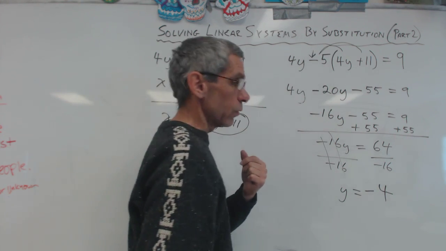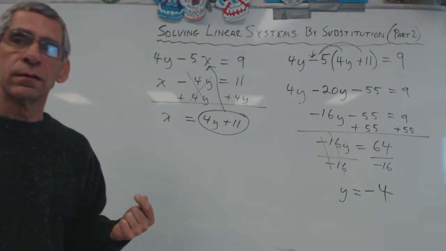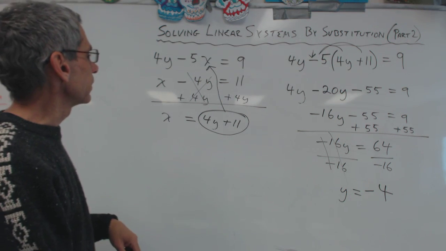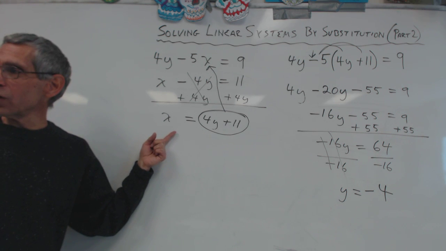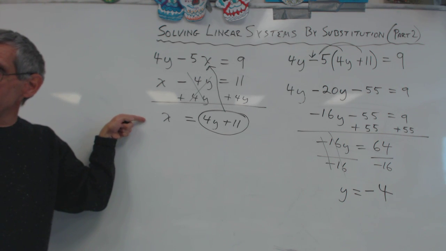Great. So are we done? No. We need to find out what x is. We have to figure out what x is. Oh dear, what a mess. Which one are we going to use? Well, x minus 4y equals 11. As long as we're sure we did this right, we can use this one, right?